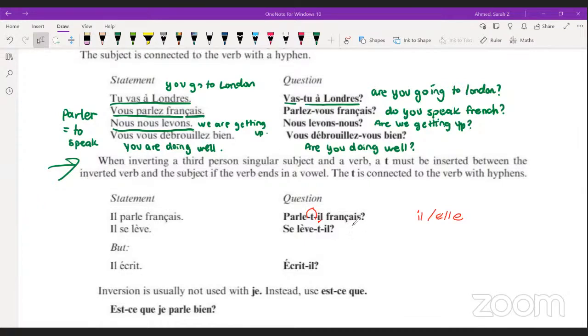Parle-t-il français? Okay, and then if it's il se levait, Il se levait. I didn't get it. What are we supposed to do? I'm not able to understand it.